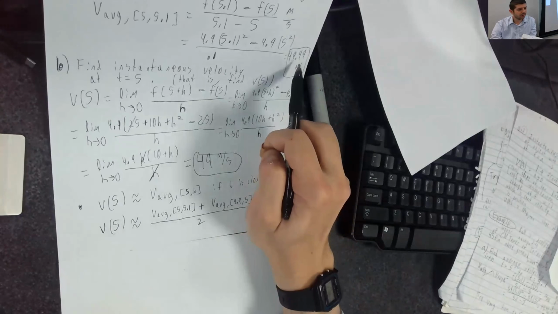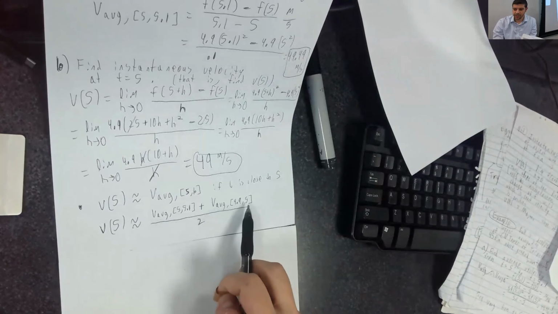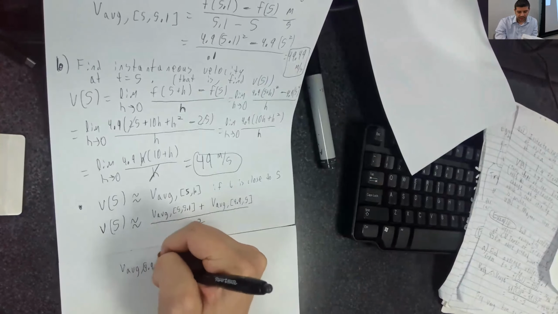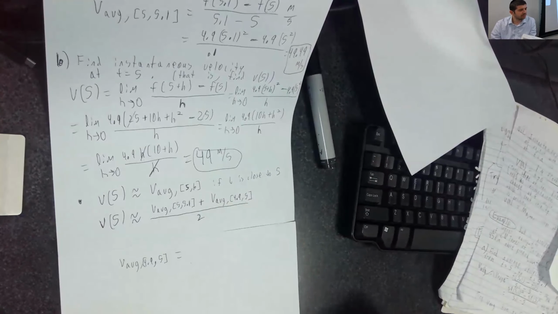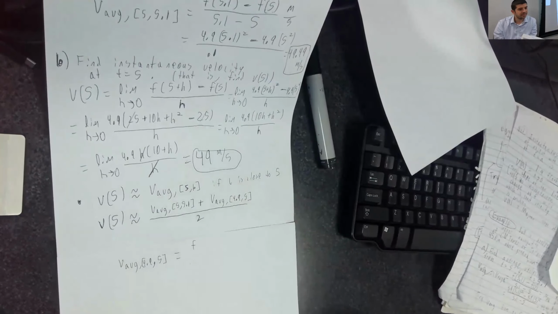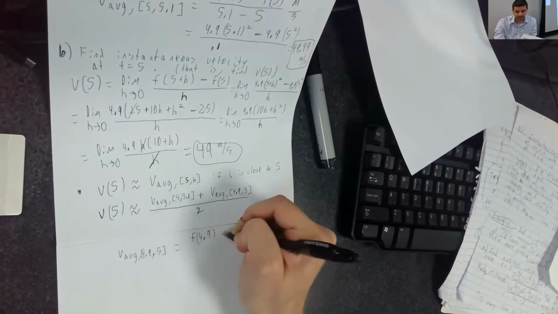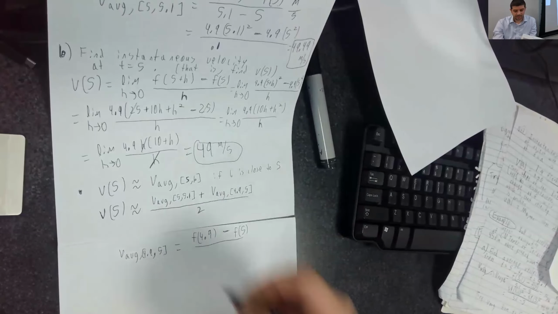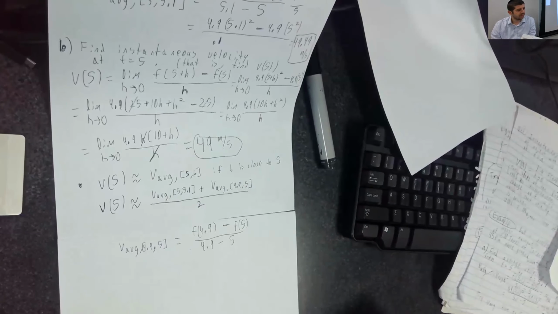So on your WebAssign, guys, when they want you to do something like this, V average for 5 to 5.1, notice we already did that one, that's 49.49. They want you to take another approximation, let's say 4.9 to 5. So V average from 4.9 to 5 equals, how do I compute it? F of 4.9, you could do 4.9 first, that's fine, just be consistent, minus F of 5. But then what's the denominator? 4.9 minus 5. That'll give you another average.